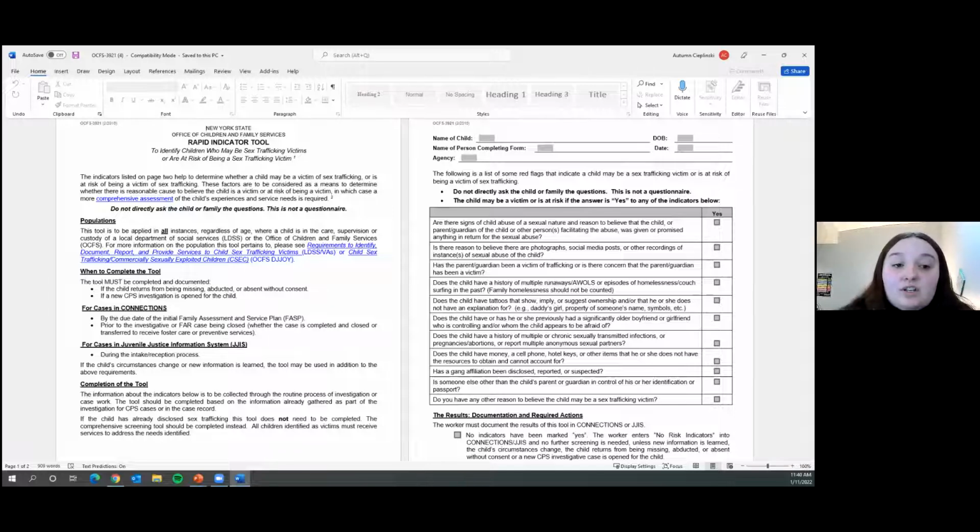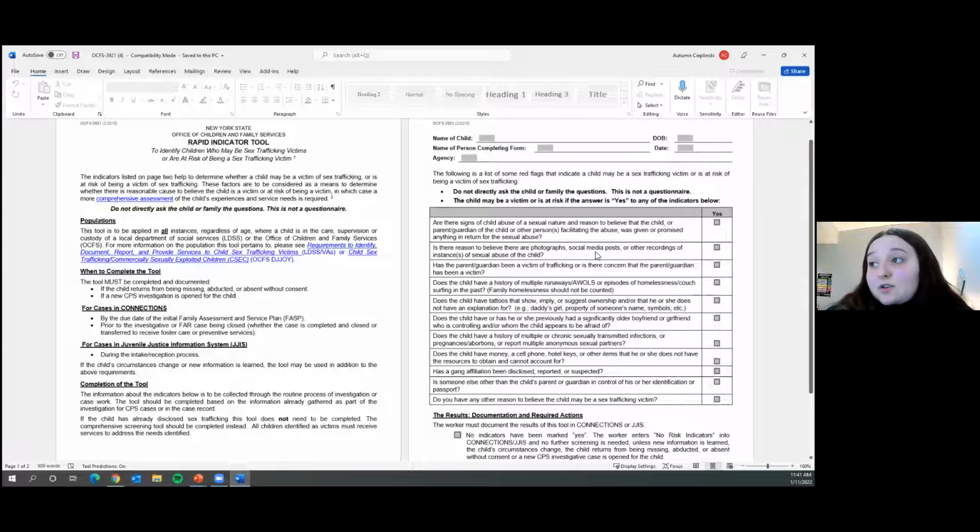It is also important to note that the tool must be completed and documented if the child returns from being missing, abducted, absent without consent, and every time a new CPS investigation is open for the child. So this rapid indicator tool, it's 11 questions. It can be quite wordy. So it goes over, is there signs of child abuse of a sexual nature, and reason to believe the child or parent or guardian of the child or other persons facilitating the abuse was given or promised anything in return for the sexual abuse.